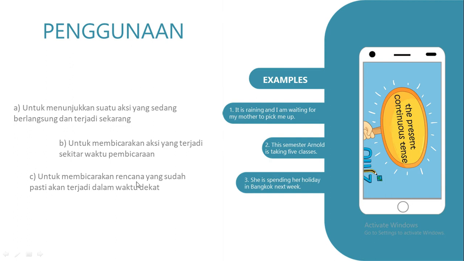And the last function, to talk about a plan that you have already made, and you are sure that plan will be done in the near future. For example, she is spending her holiday in Bangkok next week. She already planned to spend her holiday in Bangkok next week. She already booked a hotel, booked a plane ticket, and so on. So that plan has been planned for a long time, and we already bought the ticket. So that plan will be done soon.